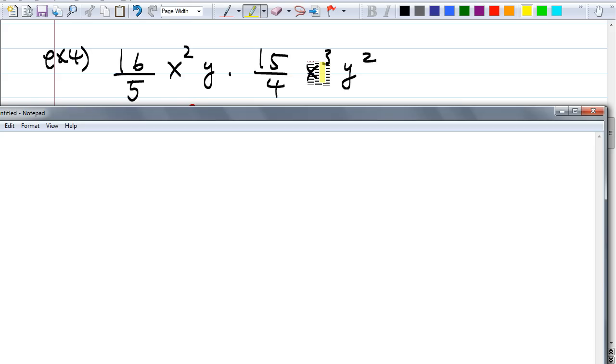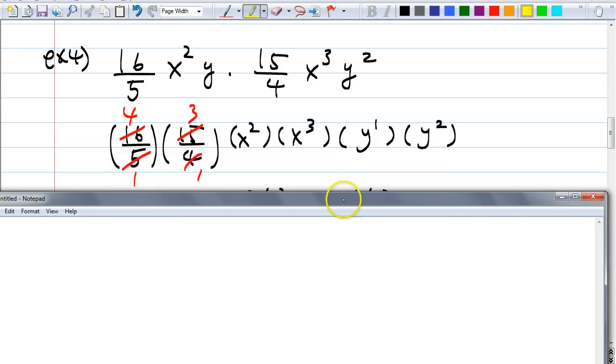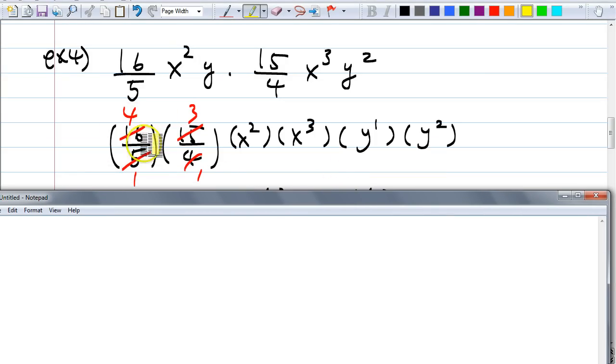But is this any harder than the other ones? No, it's not. You know how to multiply fractions, don't you? Okay, go ahead, everybody try. How many people gather the fractions together and then the x's together and the y's together? Okay, good. So did you all do this? How many people canceled out 16 and 4 and then 5 and 15?